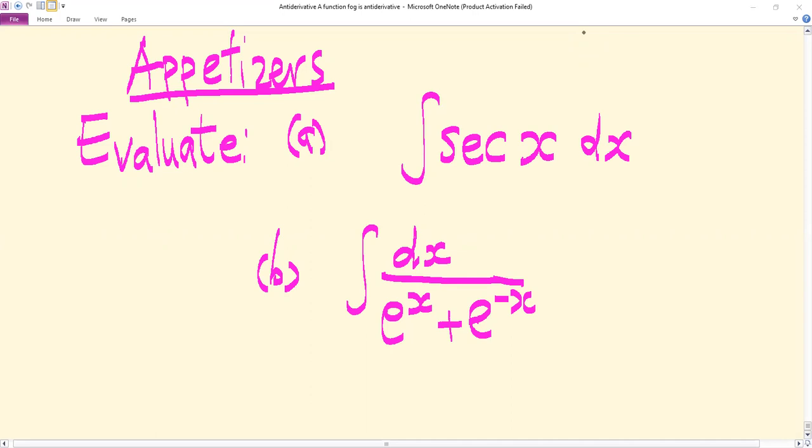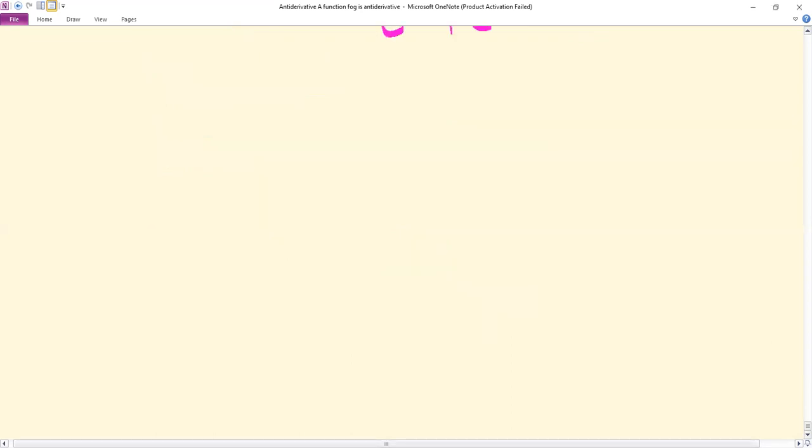Now, sometimes to carry out integration, you need to be very smart before you are able to get the solution to the problem. So let's demonstrate how these integrals are obtained by using some algebraic tricks. So, solution.